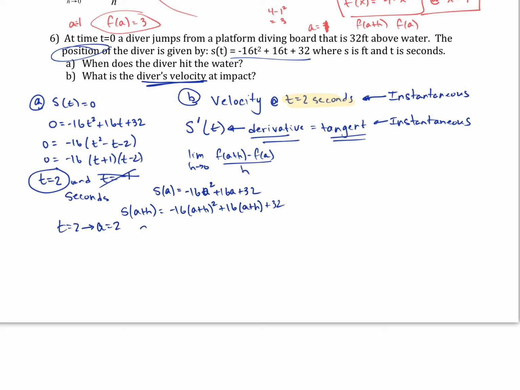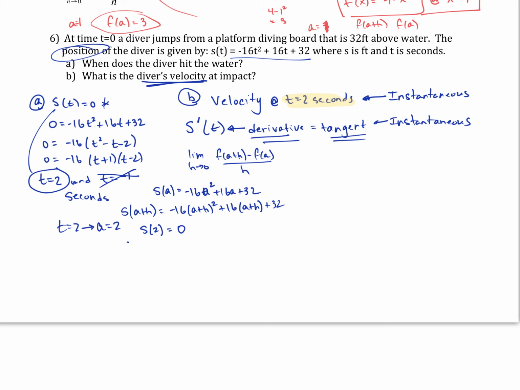So here I can clarify this and make this really easy, because if you do the a plus h, it's going to be a nightmare simplifying this thing. But since we already know what the a value is, it's 2. I know that it's hitting the water at 2 seconds. So S of 2 ends up being 0. I'm going to have to do calculations. Why? Because I know when I put in 2 seconds, I've hit, this is S, I just did it in part A.